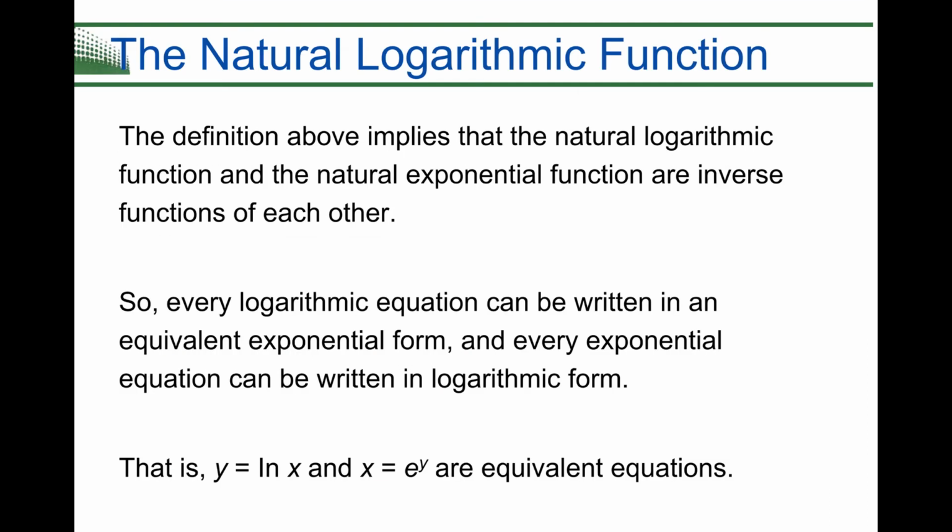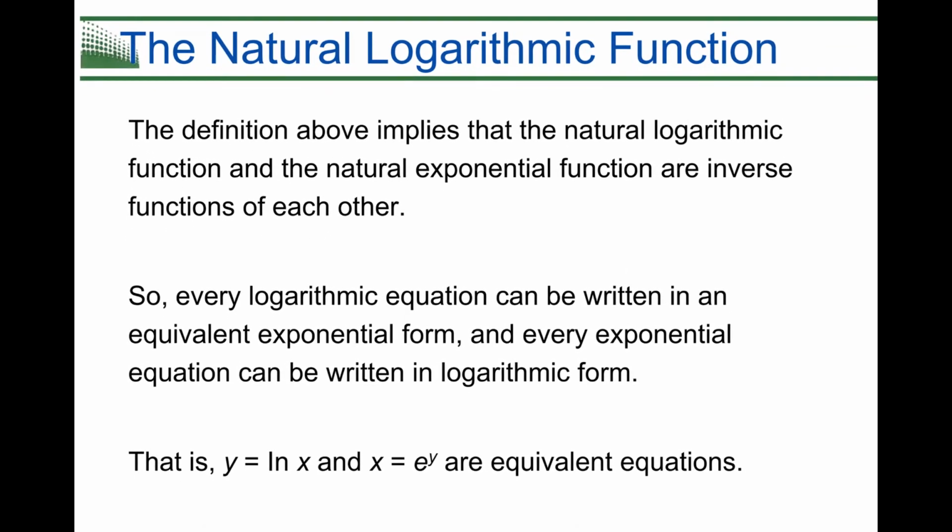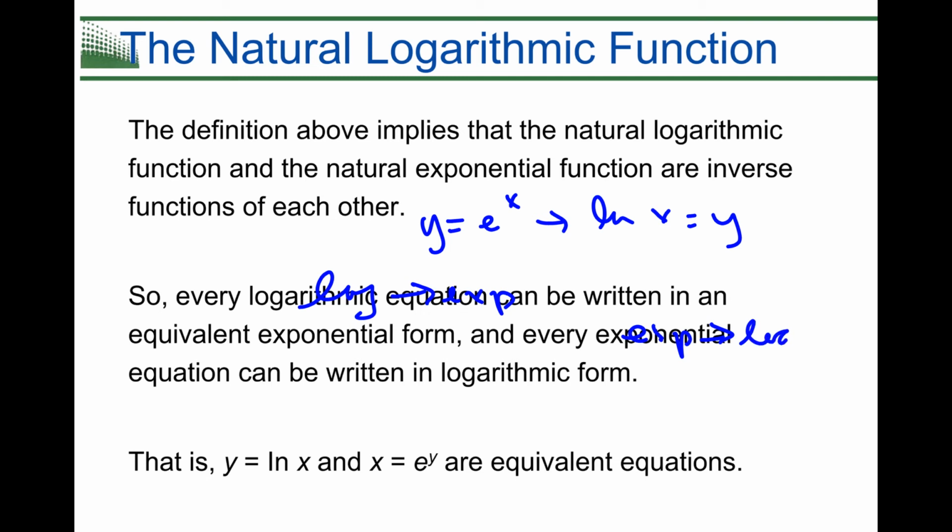x. The definition above implies that the natural logarithmic function and the natural exponential function are inverse functions of each other. So if you have y equals e to the x, the inverse function would be ln x equal to y. So every logarithmic equation can be written in an equivalent exponential form, and every exponential form can be written in logs. So you can go from a log to an exponent, and from an exponent to a log. That is, y equals ln x and x equals e to the y are equivalent equations. Excuse me, better letters would be x equals e to the y.